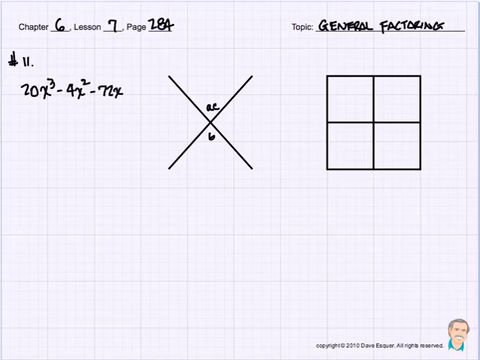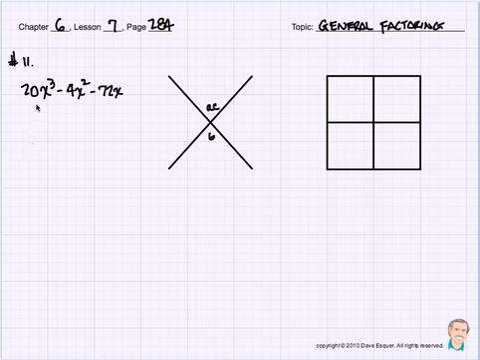Good morning. Chapter 6, Lesson 7 is on page 284. We're going to be doing general factoring, which is kind of an accumulation of Chapter 6, Lessons 3, 4, 5, and 6. Kind of throw in a little bit of everything. Let's begin with number 11, 20x cubed minus 4x squared minus 72x.